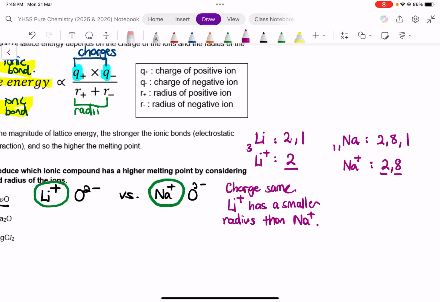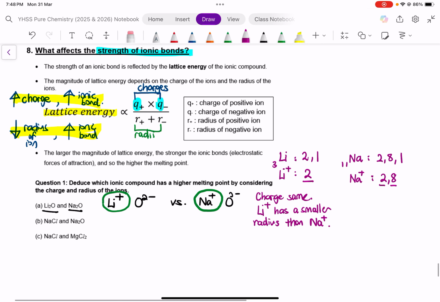So same charge, but smaller radius. So now let's go back to our equation for lattice energy. Same charge, however, the radius is smaller. If the radius is smaller, the denominator of the fraction is smaller, and therefore the value of lattice energy is higher. So lithium oxide should have a higher lattice energy due to the smaller ionic radius of Li+.